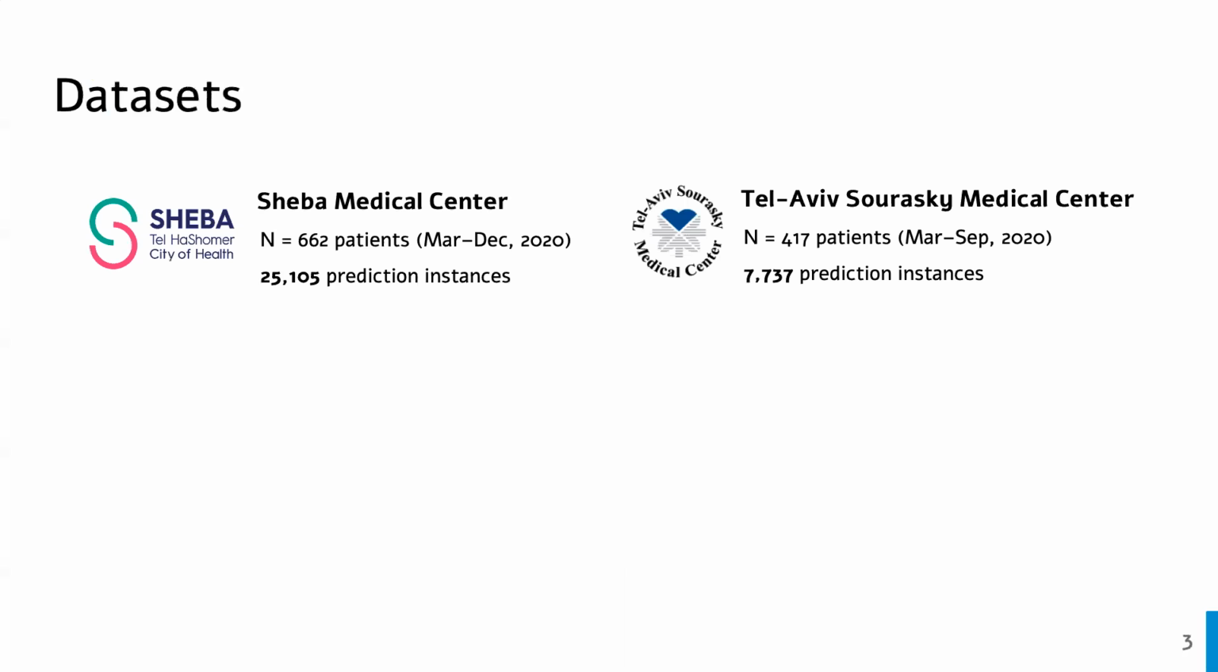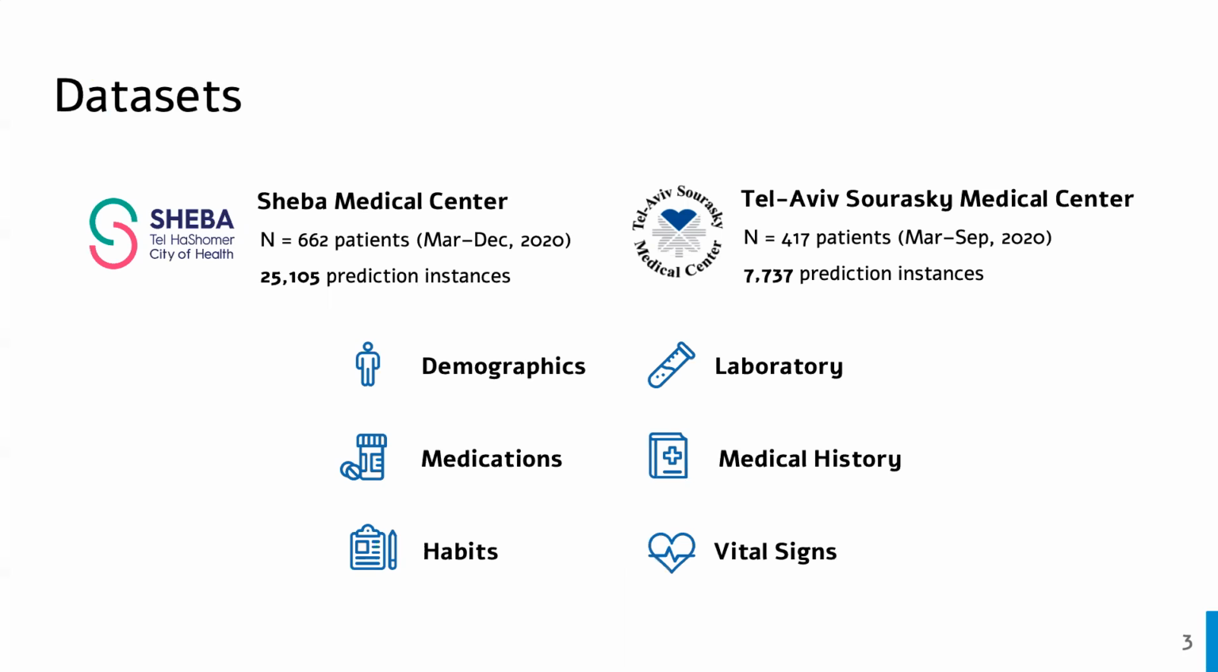To do so, we use the electronic medical records of hospitalized COVID patients from the 2 largest hospitals in Israel, the Sheba Medical Center and the Tel Aviv Sourasky Medical Center. One was used for model development and the second was used for external validation. They both contain health data that is routinely captured in the hospital systems as part of clinical care, including both baseline and longitudinal data, such as demographics, lab results, and vital signs.